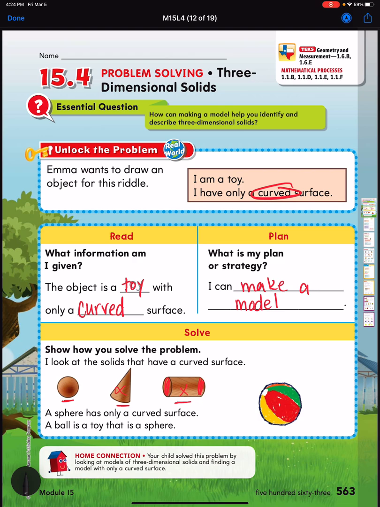Those could be lots of things. That might be a balloon. That might be a soccer ball. Maybe a marble. There's lots of toys that are shaped like a sphere with no flat surfaces.